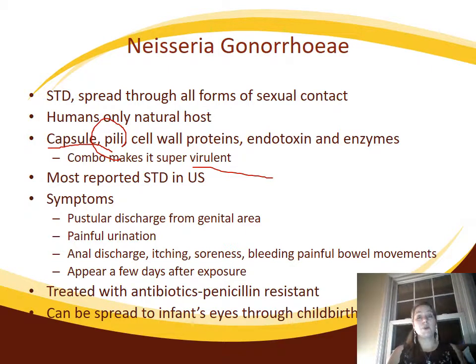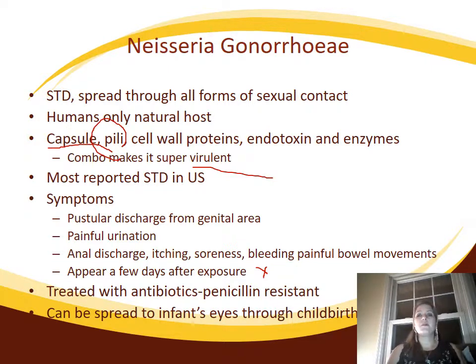It is the most reported STD in the United States. Symptoms are going to be pustular discharge from the genital area and painful urination. If you have an infection in the anal area, you're going to get anal discharge, itching, soreness, bleeding, and painful bowel movements. Usually you'll see development of symptoms just a few days after exposure, so this one doesn't take long to present itself. It is a penicillin resistant type of bacteria, so this is generally treated with other antibiotics.